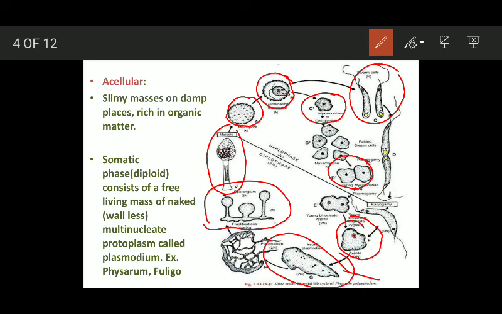And same is the case with swarm cells. Two swarm cells fuse with each other, and their cytoplasmic contents mix. This is followed by fusion of their nuclei, and ultimately you get the zygote here. This zygote later on divides, its nucleus divides multiple times, and this results in the formation of plasmodium back. So this cycle continues.